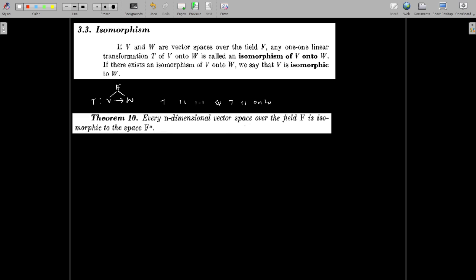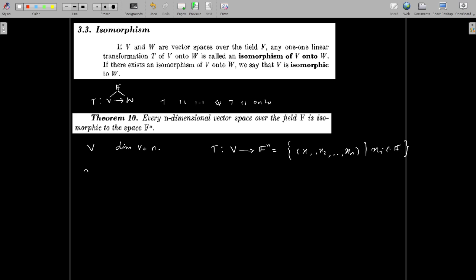Theorem 10 states that every n-dimensional vector space over the field F is isomorphic to the space Fn, that is F cross n copies of F. So we start with an n-dimensional vector space V. Dimension of V is equal to n, and we need to establish the existence of a 1-1 onto linear transformation T from V to Fn. That is our requirement. This Fn consists of n-tuples (x1, x2, etc., xn) such that xi belongs to F. This is the definition of Fn.